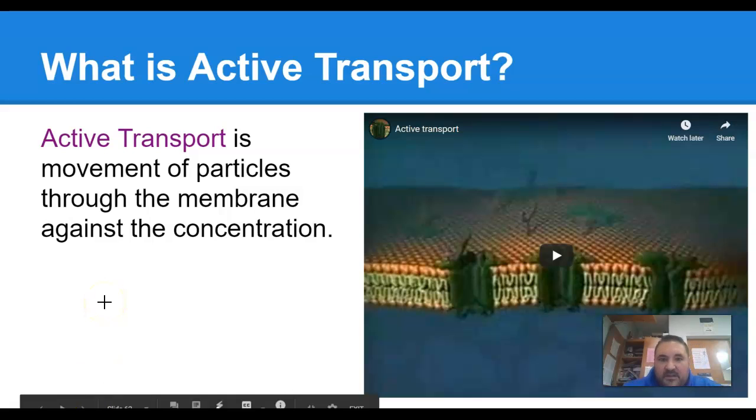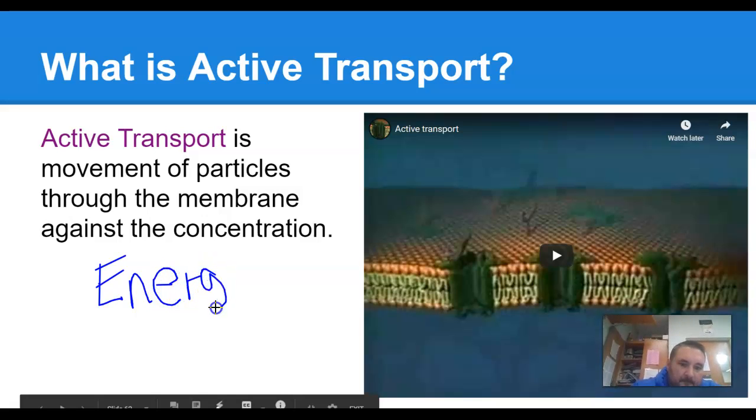All right, so that takes us to the end of that lesson. Remember, active transport uses energy. This is the key one here. Passive transport does not need energy.